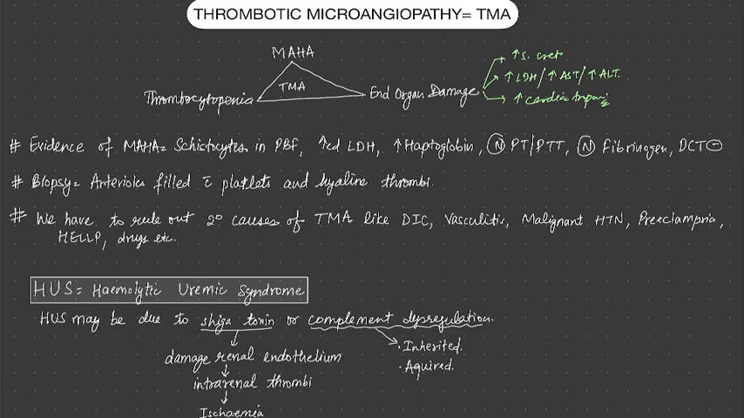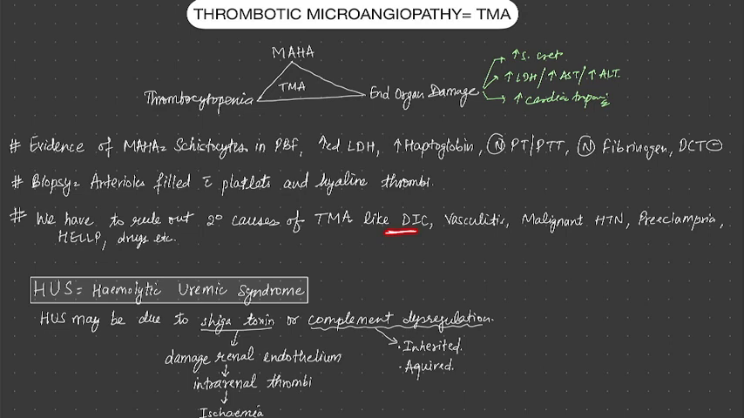Very important, we have to rule out the secondary causes of thrombotic microangiopathy also, like DIC, vasculitis, malignant hypertension, preeclampsia, HELLP syndrome, drugs, etc. How to rule out secondary causes? It is by taking proper history, drug history. If there is pregnancy, you will suspect preeclampsia or HELLP. If there is malignant hypertension, you will see corresponding signs and symptoms like retinopathy and organ damage. Vasculitis, you will see particular antibodies which pertain to some sort of vasculitis.